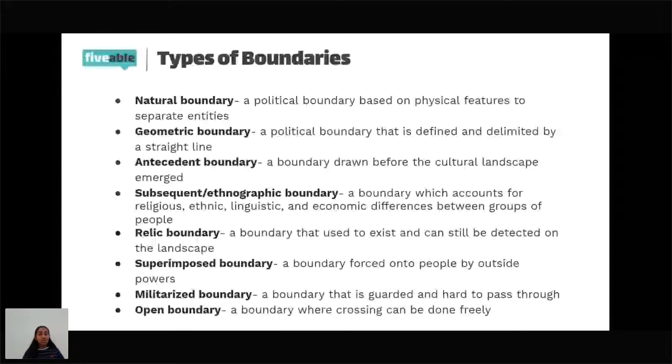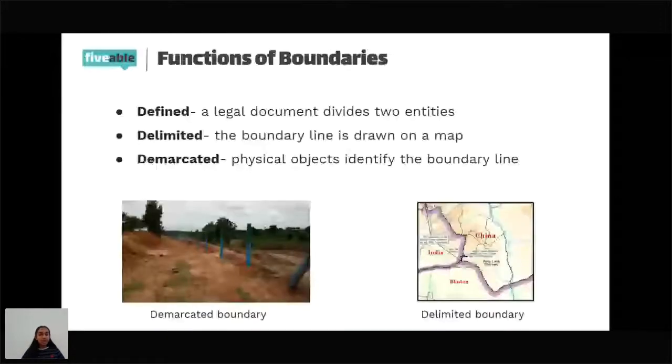Okay, next, the functions of boundaries. So first, a boundary can be defined. This is when a legal document divides two entities. This can be anything from a peace treaty that says to stop fighting over a boundary line to your property papers that say this area of land is mine.